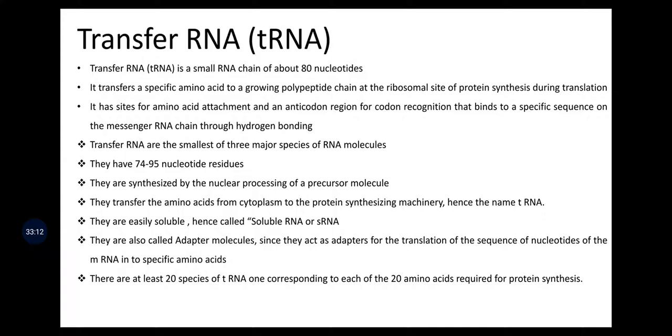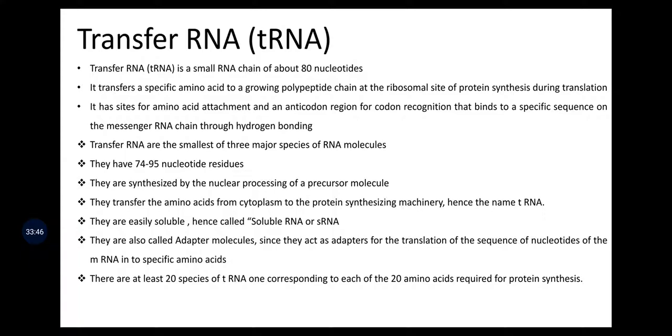They are synthesized by the nuclear processing of a precursor molecule. They transfer the amino acids from the cytoplasm to the protein synthesizing machinery, hence the name tRNA. They are easily soluble, hence also called soluble RNA or sRNA. Don't get confused between sRNA and small RNA. They are also called adapter molecules since they act as adapters for the translation of the sequence of nucleotides of the mRNA into specific amino acids.